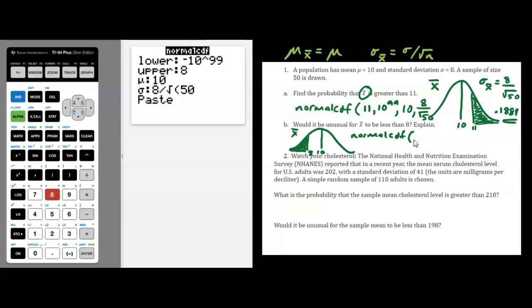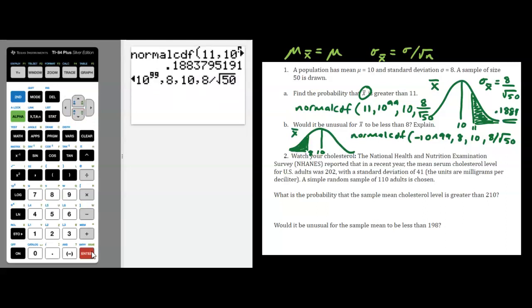Let me write this over here. Normal CDF, negative 10 raised to the 99th, up to 8, with the same mean and standard deviation. It's kind of nice in some of these questions because you'll have the means and standard deviations stored in the calculator as you're going. So if we go down here and paste this in and press enter, our probability is pretty low. It's 0.0385, a little bit under 4% this time.